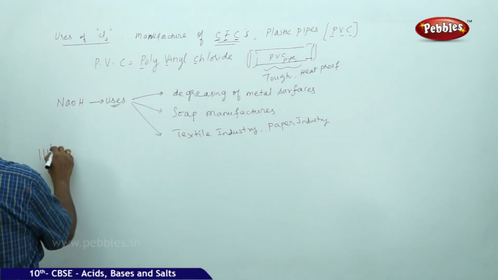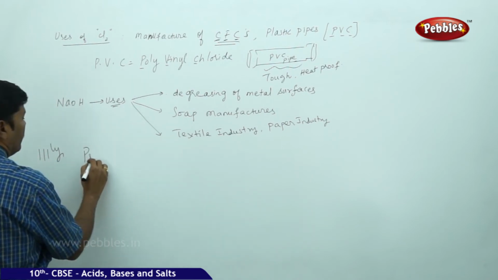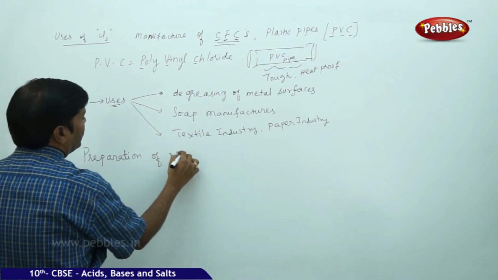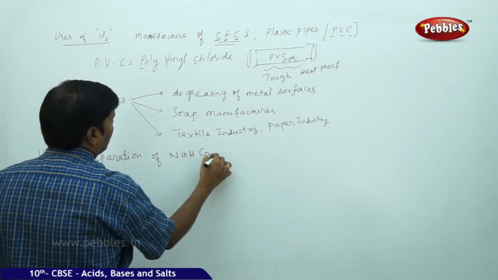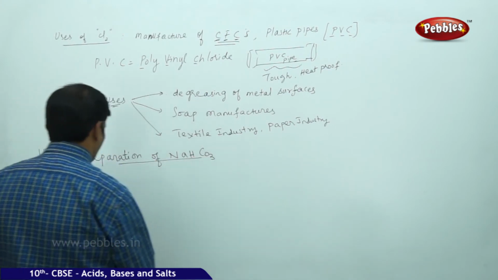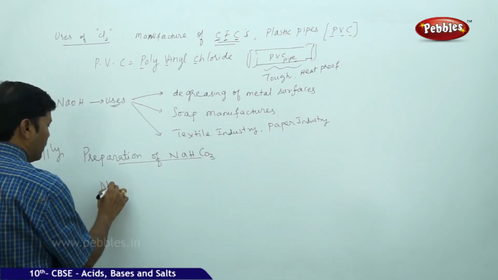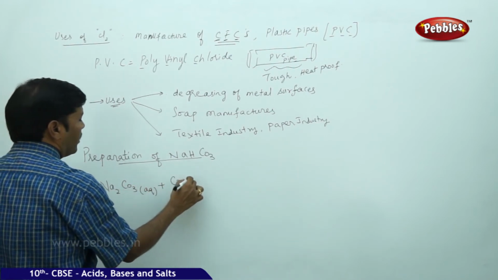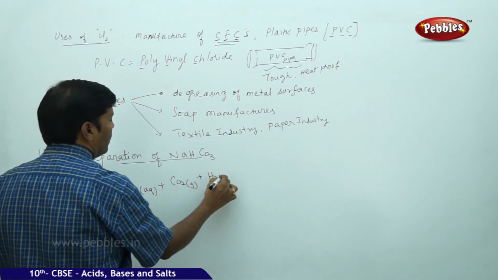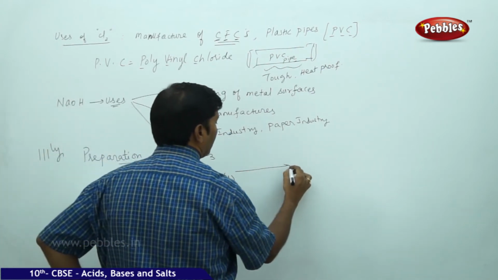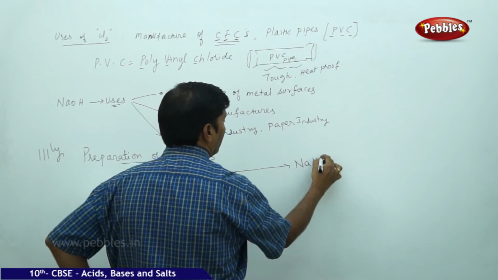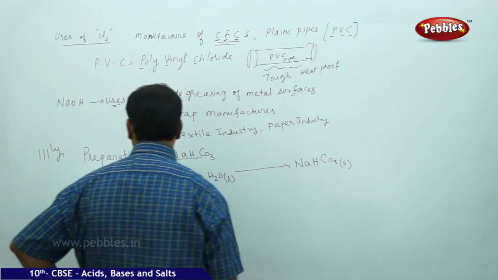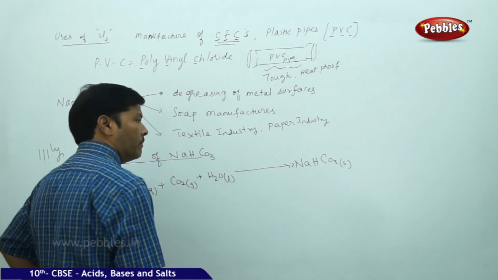Similarly, preparation of NaHCO3. Actually, you can prepare NaHCO3 by taking Na2CO3, sodium carbonate, when treated with carbon dioxide gas and when treated with water in the presence of liquid gives rise to NaHCO3 solid. Balance the equation, take 2 over here.